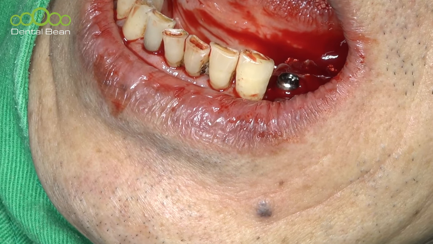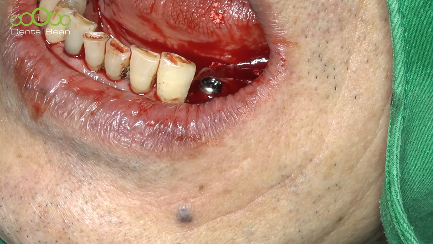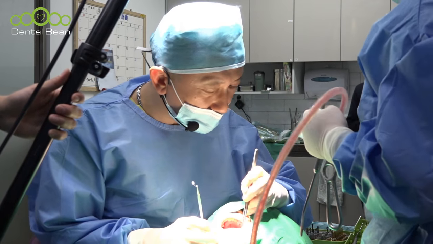Okay, first suture, horizontal mattress. This is the modified horizontal mattress.